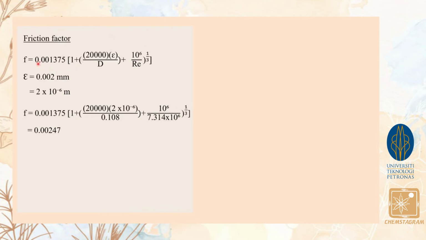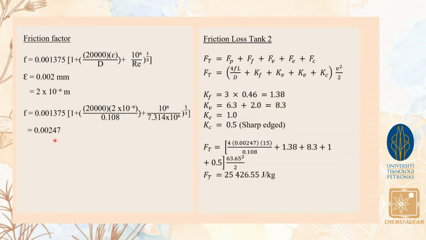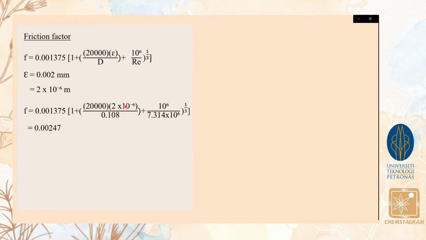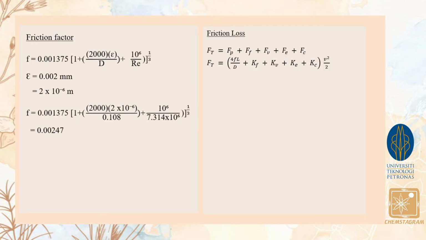For the friction factor, we use the same formula, since the flow is also turbulent. The epsilon, the roughness of the pipe, is also the same because this is also a stainless steel pipe in this stream. Substitute the roughness of the pipe value, the diameter and the Reynolds number, and then we got the friction factor of this stream is around 0.00247. For pipe number 2, we have to use the same formula to calculate the total friction loss.